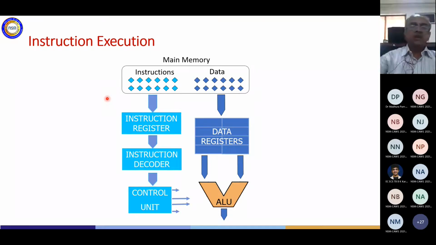Okay. So there is a mechanism to fetch the next instruction. When it is fetched, it goes temporarily into the instruction register.